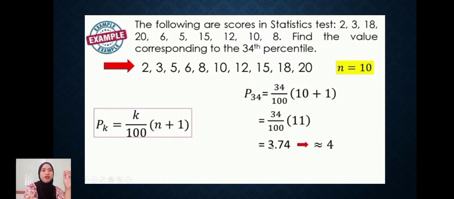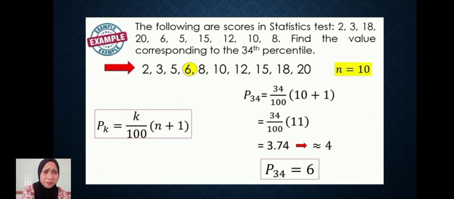So for the 3.74, we just follow how to round off decimal points. So, 3.74 is approximately equal to 4. And that means our 34th percentile is the fourth position in our data, which is P34 is equal to 6. We have 2, 3, 5, then the fourth one, 6. Okay?